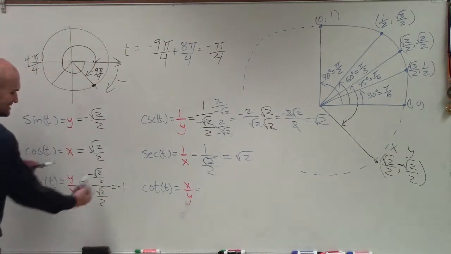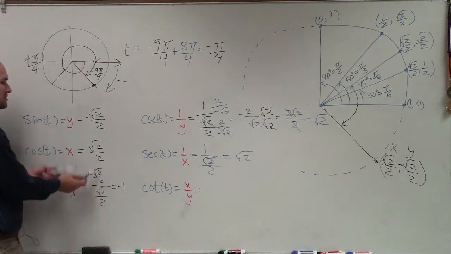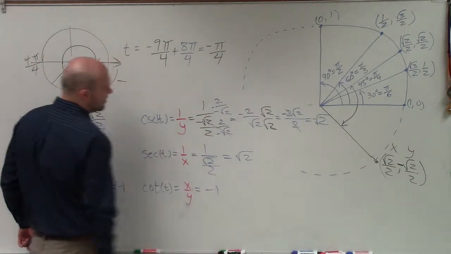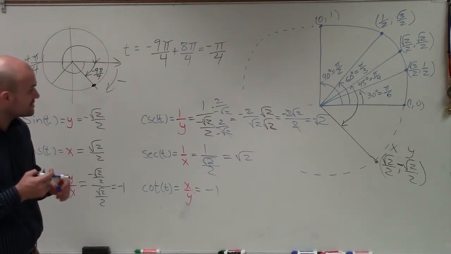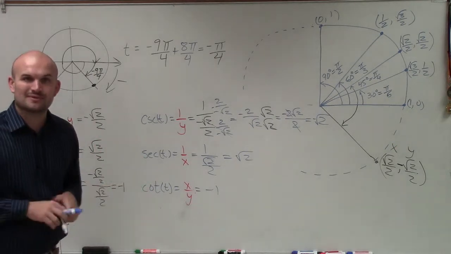And the cotangent is going to be the reciprocal of the tangent, so it's square root of 2 over 2 divided by negative square root of 2 over 2. That's still just going to leave us with negative 1. So there you go, ladies and gentlemen. That is how you evaluate the 6 trigonometric functions when given a point, by using coterminal angles. Thanks.